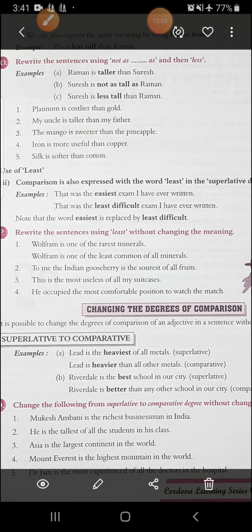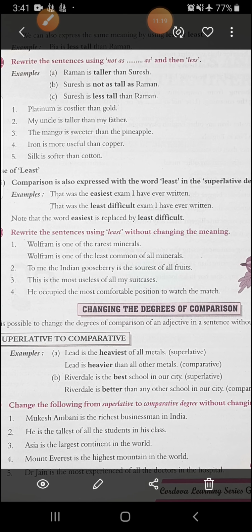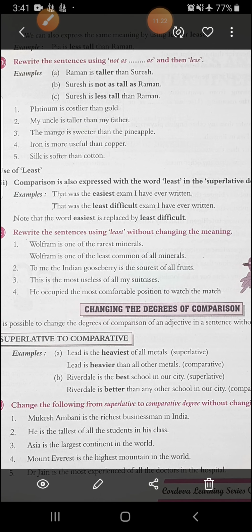Then third, this is the most useless of all my suitcases. What is the opposite of most useless? It will be least useful. This is the way we can write. So it will be, this is the least useful of all my suitcases. Fourth is, he occupied the most comfortable position to watch the match. It will be, he occupied the least uncomfortable position to watch the match.